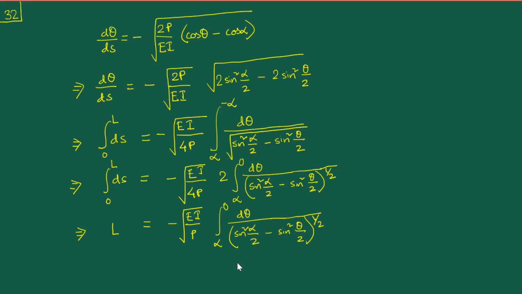Again, I wish to emphasize that our ultimate objective here, or at least our first objective here, is to find out the critical value of P which will induce buckling. So all these efforts are directed towards that goal.